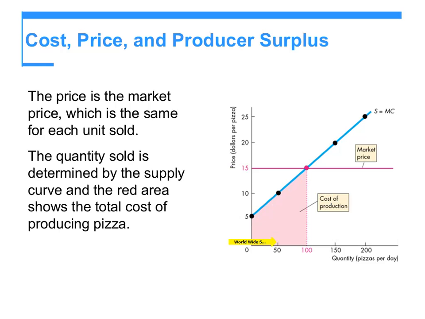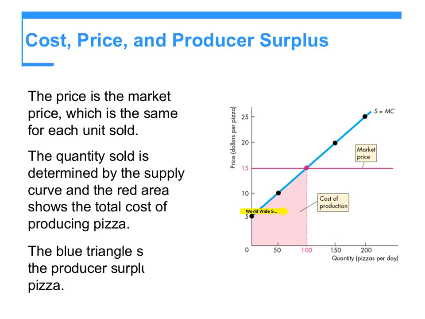Sorry, the price was 10. You produce 50, and the price goes to 100. You produce, price was 15. You go, the quantity was 100. So how much you sell is this red part, and the blue triangle shows the producer surplus from pizza.